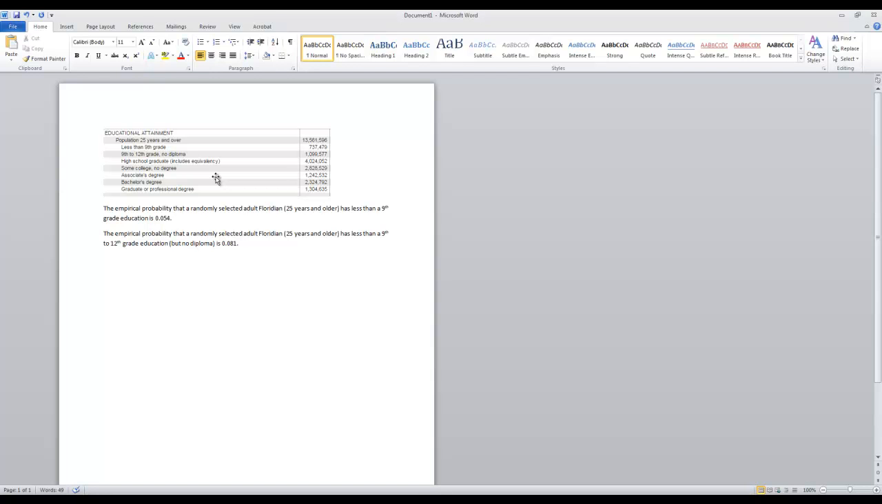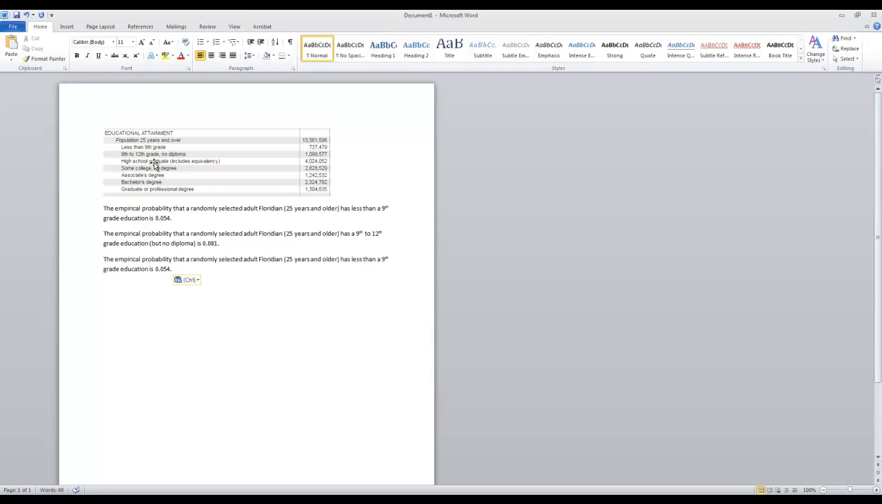The empirical probability that a randomly selected Floridian 25 years and older has a 9th to 12th grade education, but no diploma. Okay? So again, copy and paste doesn't always save you a ton of time. Let's do it again.